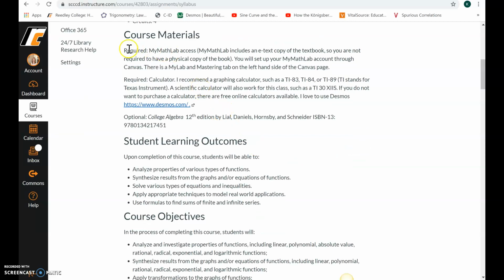Just a reminder, required materials are the MyMathLab Access. It's a Pearson online product. You do not need the physical copy of the textbook. When you access your MyLab account, you have the full online e-text version of the textbook. You also need a calculator of some sort. If you would like to get a graphing calculator, if you would like to get a scientific calculator, if you don't want to buy one, I recommend using the free online calculator Desmos. It's super easy to use and it's very user-friendly.